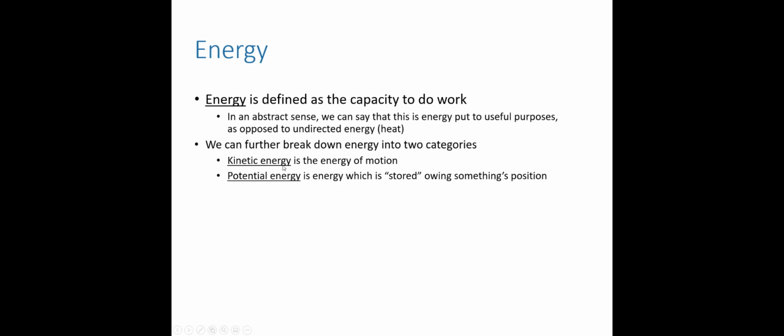We can look at energy in a couple of different categories. So first we have kinetic energy, which is the energy of motion. You'll recall that we used temperature values to compare relative kinetic energies. At higher temperatures, molecules tend to have higher kinetic energies on average, and at lower temperatures, the average kinetic energy is lower. And then another abstract concept would be potential energy, which is stored owing to something's position.